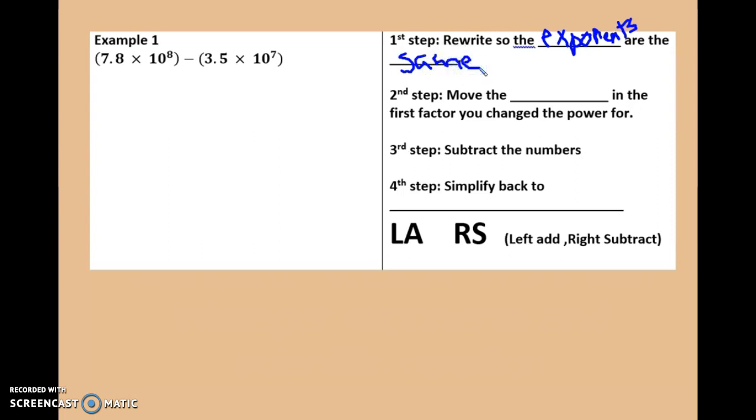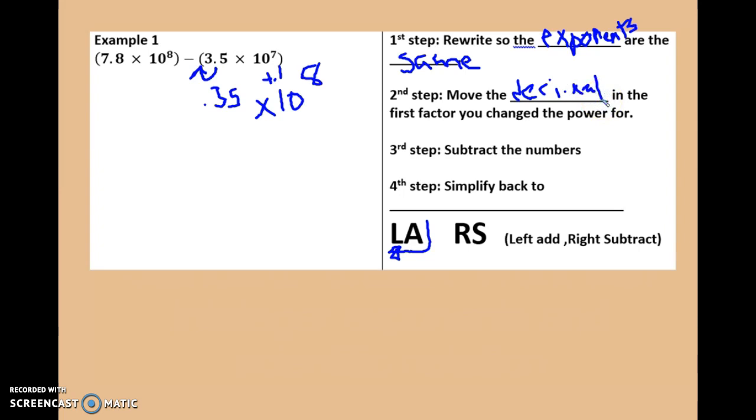In this one, we have to add 1 to this exponent, and if we add 1, we need to follow LARS, so left and add go together, so we need to move our decimal 1 spot to the left. So we now have 0.35 times 10 to the 8th power. So we moved the decimal. Our second step was to move the decimal in the first factor that you changed the power for.